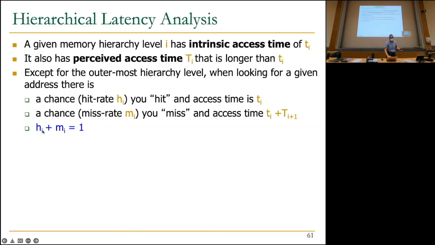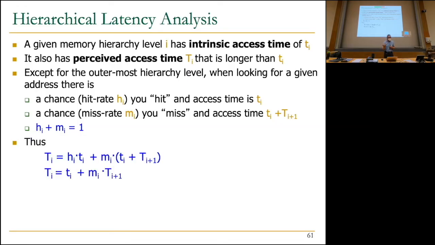And at a given level, hit rate plus the miss rate should be 1, clearly, right? 100% of the accesses should be covered. So there's some probability that you will miss, there's some probability that you will hit. As a result, this hierarchical latency equation looks like this.